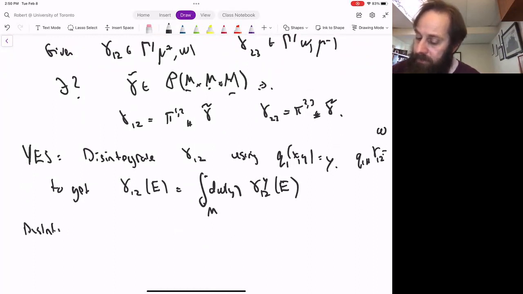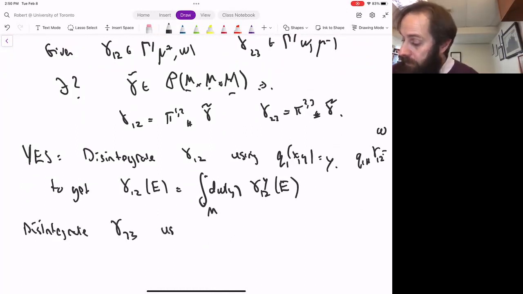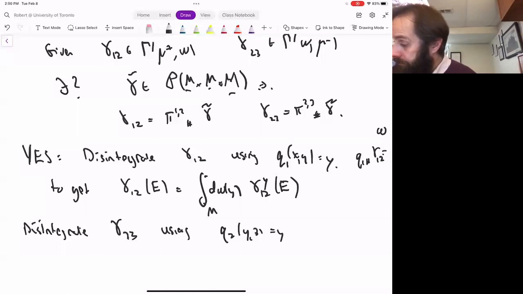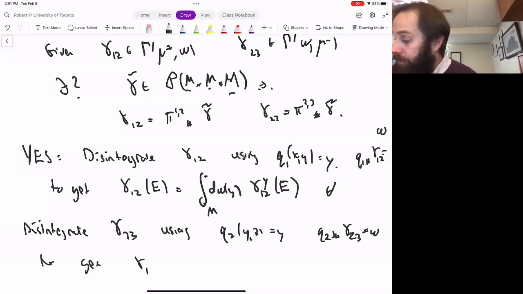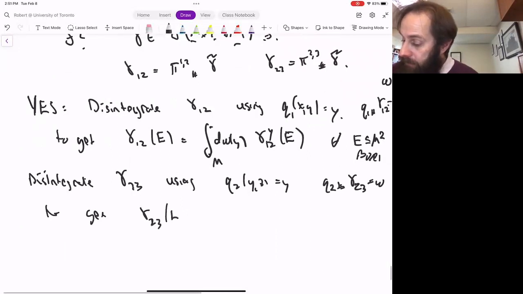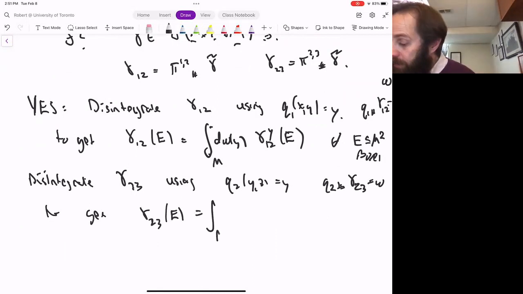And similarly, disintegrate gamma 2,3 using Q2 of (y,z) equals y, because again, Q2 push forward gamma 2,3 is omega, to get, for all Borel E, gamma 2,3 of E is the integral over M d omega, again, of gamma 2,3 superscript y of E.